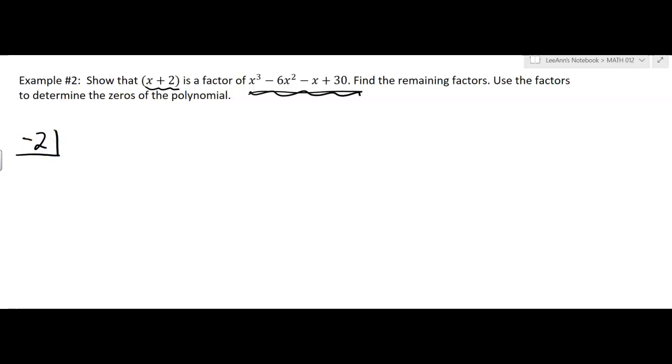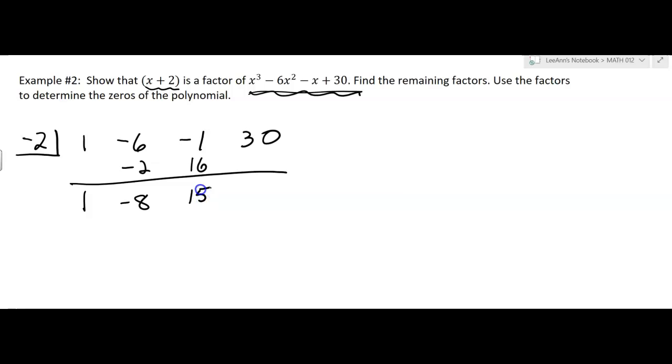Remember, it's going to be the opposite sign. Pull off the coefficients, 1, negative 6, negative 1, 30. And then I'm going to go ahead and do this division. So bring down the 1, negative 2, negative 8, 16, 15, and 15 times negative 2 is negative 30. And we get 0 for the remainder.